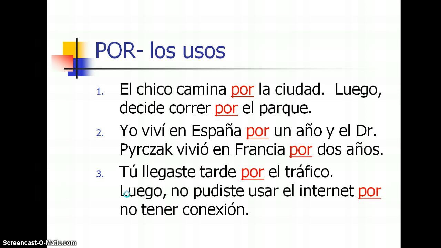Uno. El chico camina por la ciudad. Luego decide correr por el parque. So how is por being used in these two sentences in number one? Dos. Yo viví en España por un año y el Dr. Prozac vivió en Francia por 2 años. Again, what is por being used for here? How is it being used? 3. Tú llegaste tarde por el tráfico. Luego no pudiste usar el internet por no tener conexión.